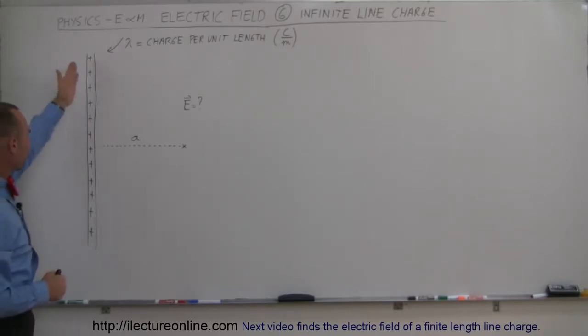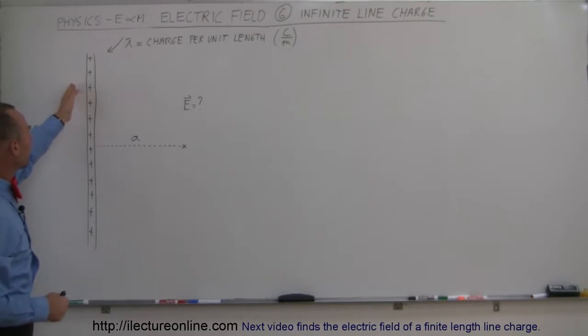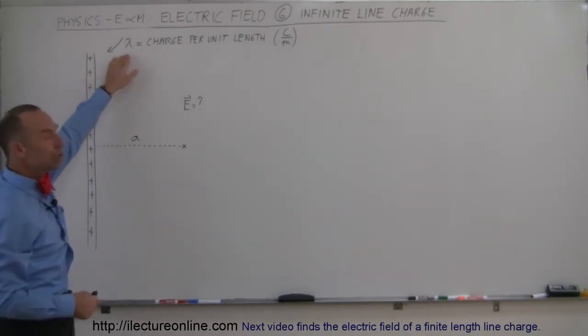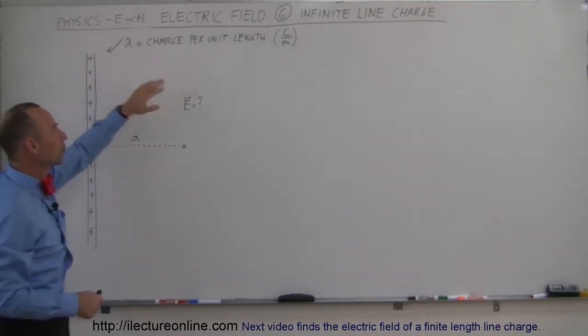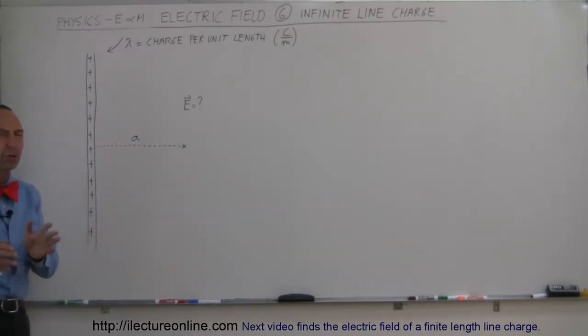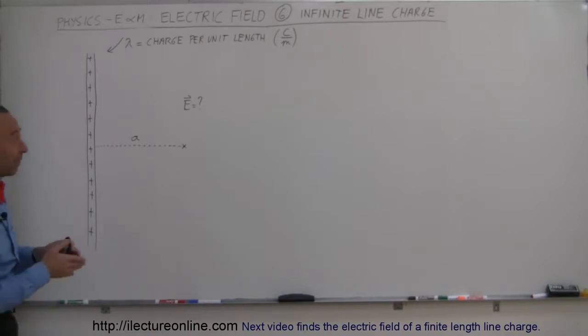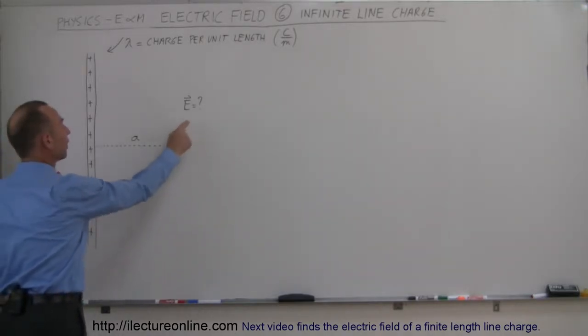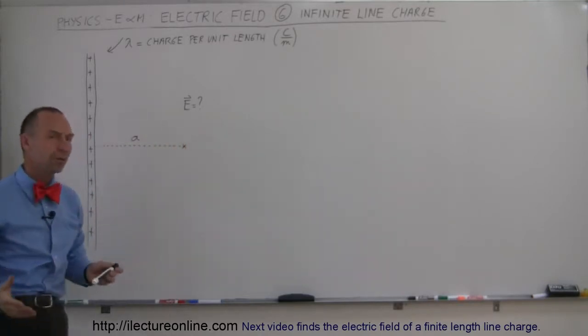Now, the charge on this line here, we can say that it has a certain linear charge density, charge per unit length in terms of coulombs per meter. So a certain number of coulombs, probably microcoulombs or something like that, but a certain amount of charge per unit length. We're distance a away from it and want to know what the electric field is at that location. So how do we do that?